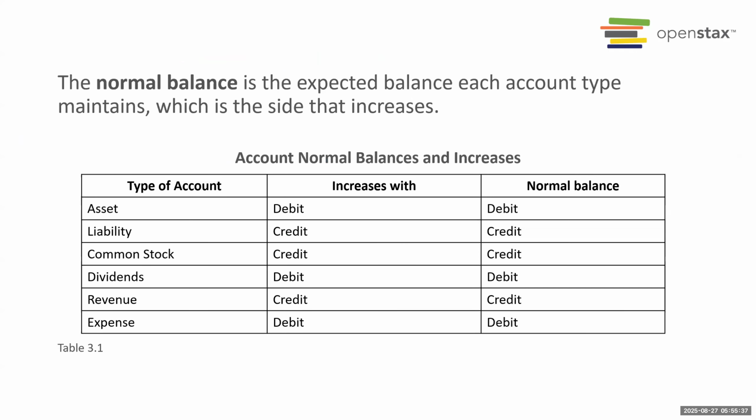So going through in more detail, an asset increases with a debit and its normal balance is a debit. A liability increases with a credit and its normal balance is a credit. Common stock increases with a credit, its normal balance is a credit. Dividends increase with a debit and its normal balance is a debit. Revenue increases with a credit and its normal balance is a credit. And expenses increase with a debit and its normal balance is a debit.